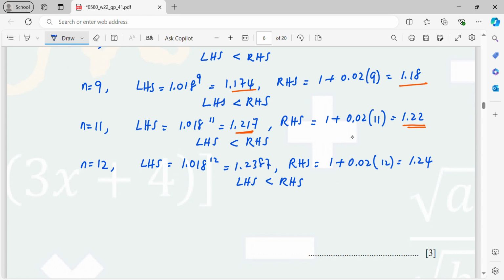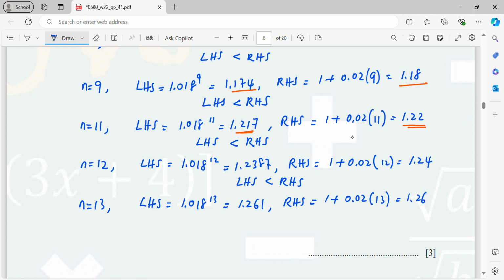It now becomes 0.0003. Just now was 0.003, right? So now I check n equals 13 because the difference is getting smaller. Then here you will be getting 1.261, and the right hand side becomes 1 plus 0.02 multiplied with 13, and you will be getting 1.26. So finally, left hand side is greater than right hand side.